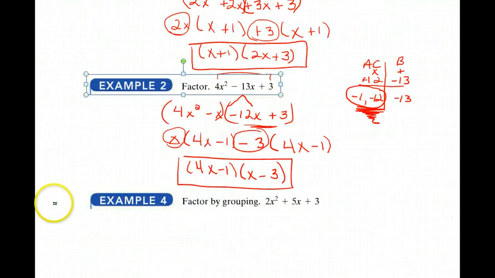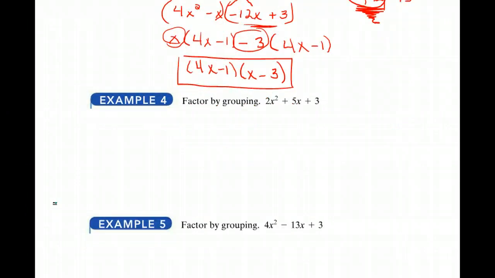I would like you to go ahead and try example 4. Please remember, set up that T-chart, use your signs, and then utilize the factoring by grouping. Please pause the recording and then check your answer as soon as you're ready.